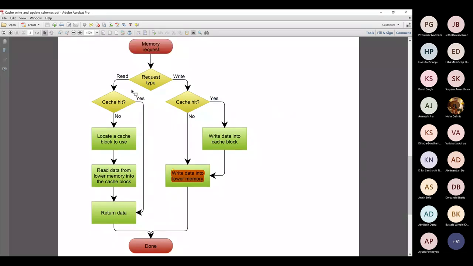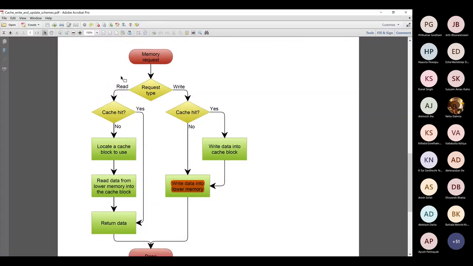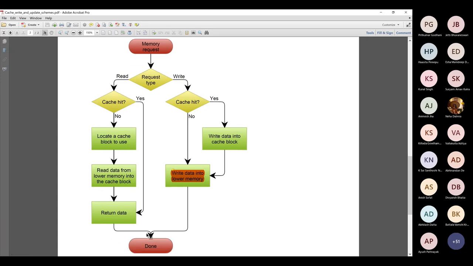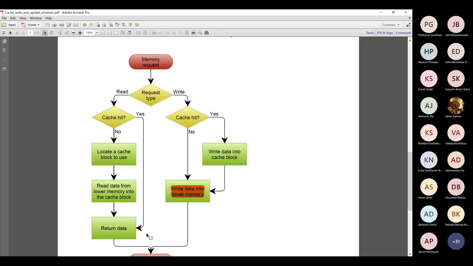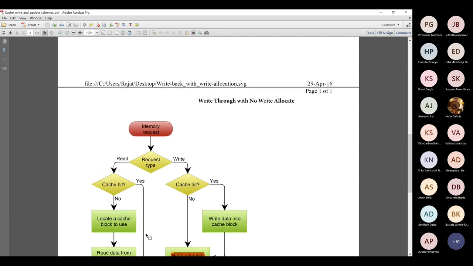Now, what happens if there is a read? The read is easier to understand in a write through with no allocate. If there is a cache hit, you immediately return the data. Otherwise, there is a miss, you locate a cache block to use, read data into it, and return the data. So there is nothing extraordinary. This combination of write through on write hit and no write allocate on write miss is one combination.